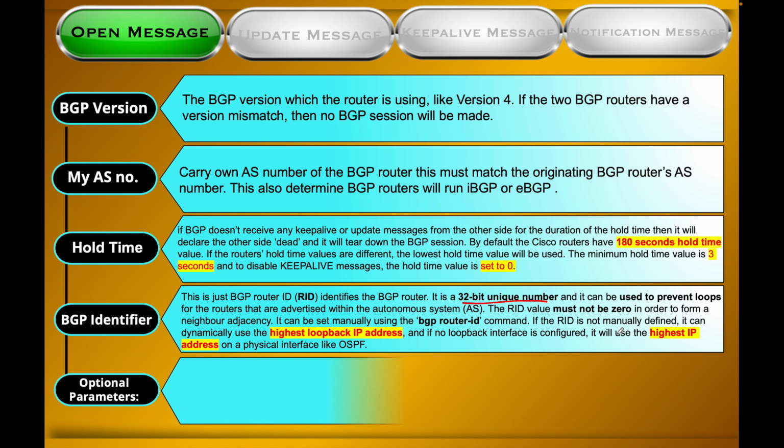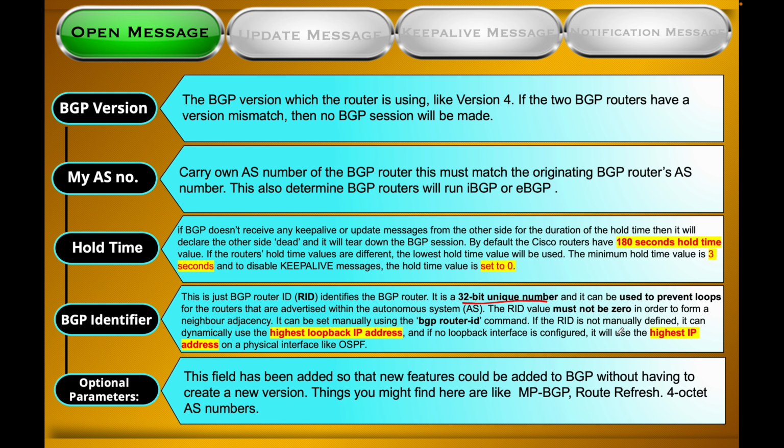Now, what are the optional parameters? Optional parameters are reserved for future expansion or future use. If you want to change something in the open message, you need not change the version; you can include it in the optional parameters. If you take a packet capture, you can check that MP-BGP comes in the optional parameters. All right, hope you understand the BGP version, my ASN number, hold time, and the BGP identifier. These are all contained in the BGP open message.